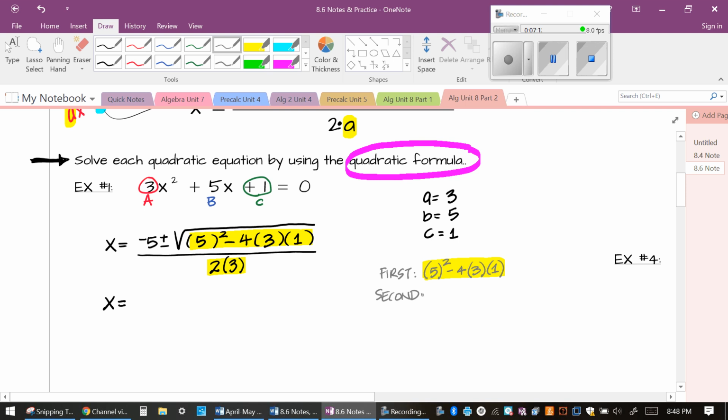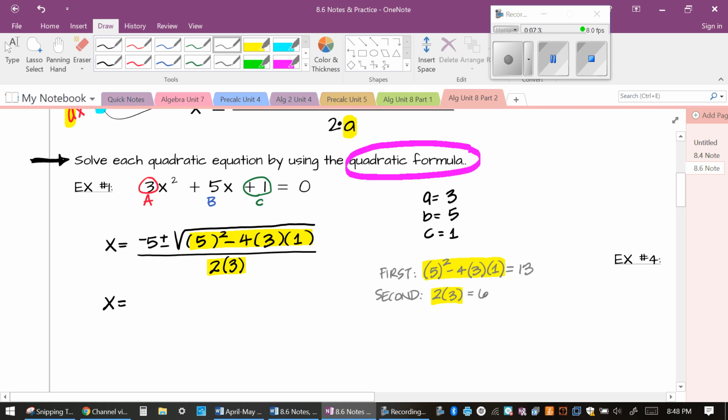So the second thing you're going to do is the denominator. Okay? All right, what did you guys get as your answers? You should have gotten 13 and 6.